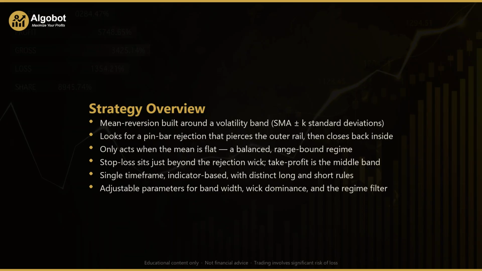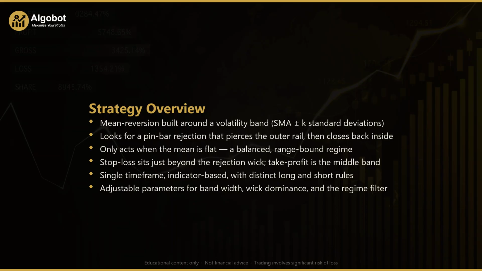But here's the important part, and what makes this version more careful than most. It does not fade the band blindly. A lot of simple reversion systems short every touch of the upper band and buy every touch of the lower band, and they get caught out the moment a genuine breakout arrives. This strategy adds two extra layers of confirmation.